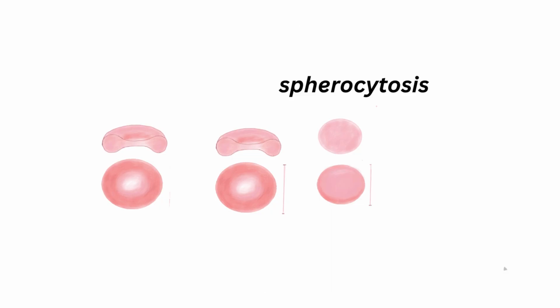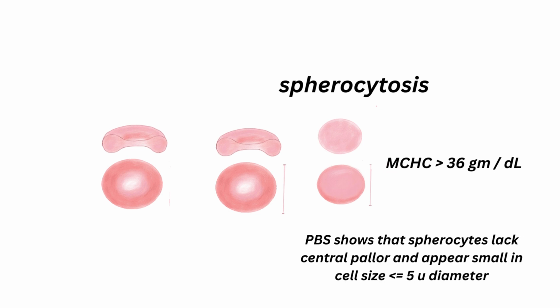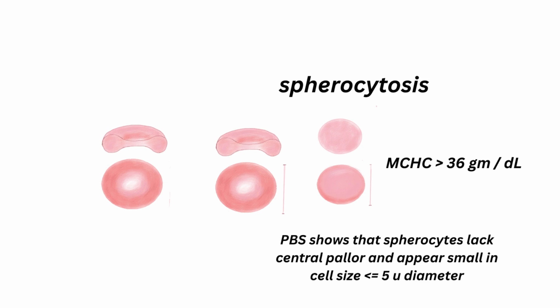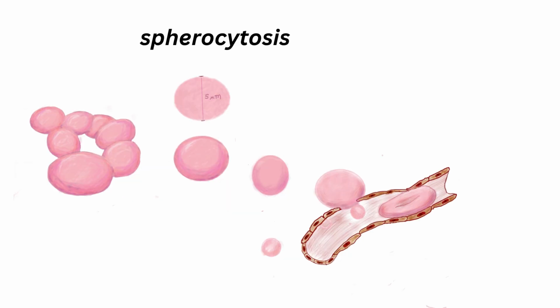A high MCHC above 36 grams per deciliter leads one to be suspicious for spherocytosis. There are many causes of spherocytosis: hereditary spherocytosis, burn patients, severe intravascular hemolysis due to various causes such as autoimmune hemolytic anemias, hemolytic transfusion reactions, hemolytic disease of the newborn, disseminated intravascular coagulation. There are a lot more.